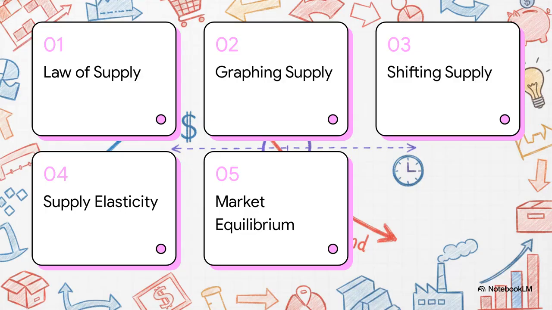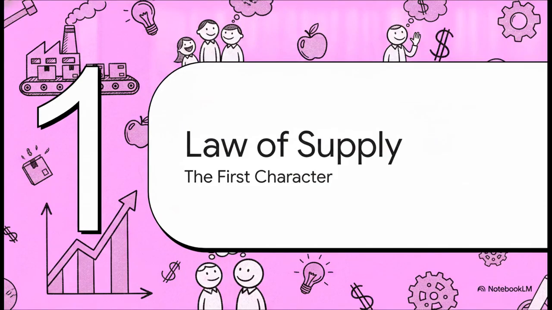Here is our agenda for today. 1. The law of supply. 2. Graphing the supply curve. 3. What shifts supply. 4. Elasticity of supply. And 5. Finding market equilibrium. Let's start with Section 1, the law of supply.